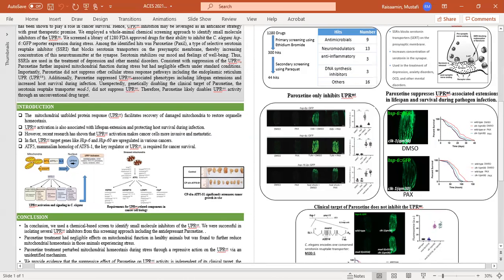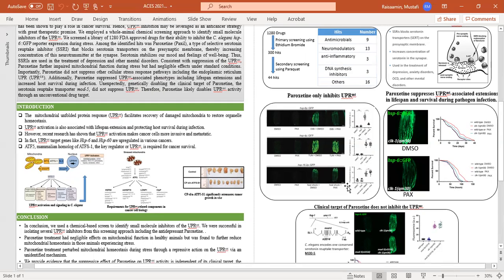Next, we did this experiment using HSP4 and HSP16.2 GFP worms. HSP4 is a readout for UPR-ER, and HSP16.2 is used as a readout for cytosolic response. In both cases, the worms with the stressor and the paroxetine had no difference compared to the worms on the plate with the stressor, suggesting that paroxetine only inhibited the mito-UPR.